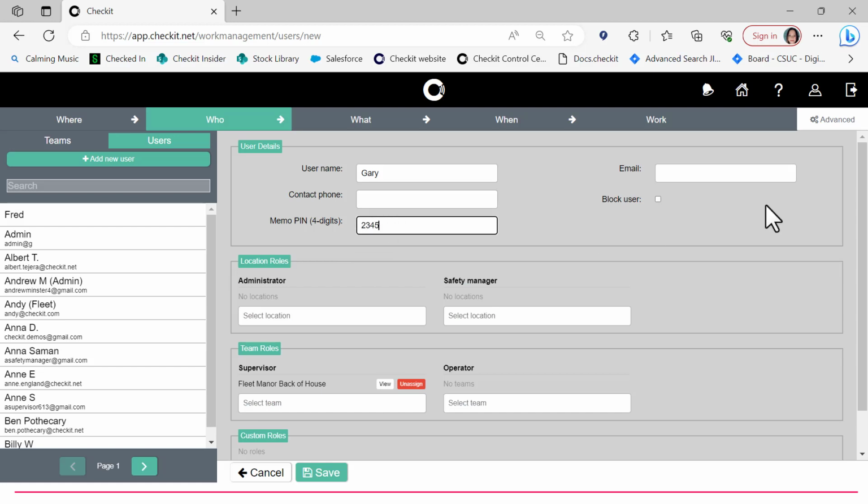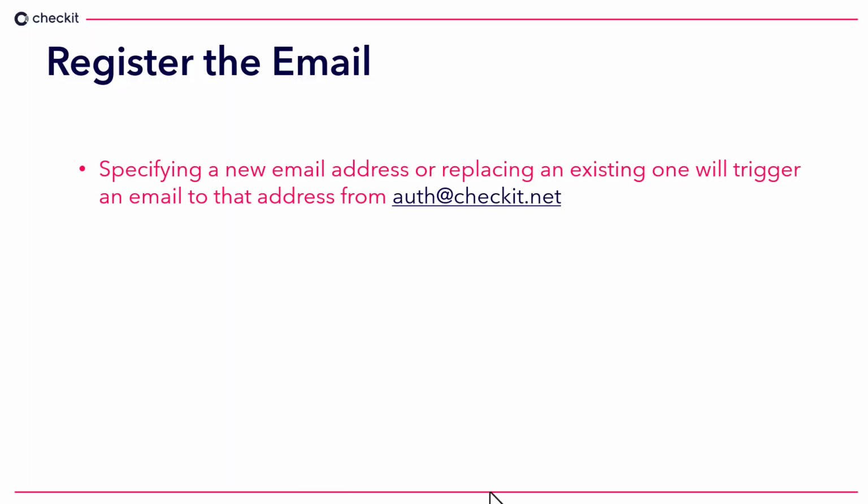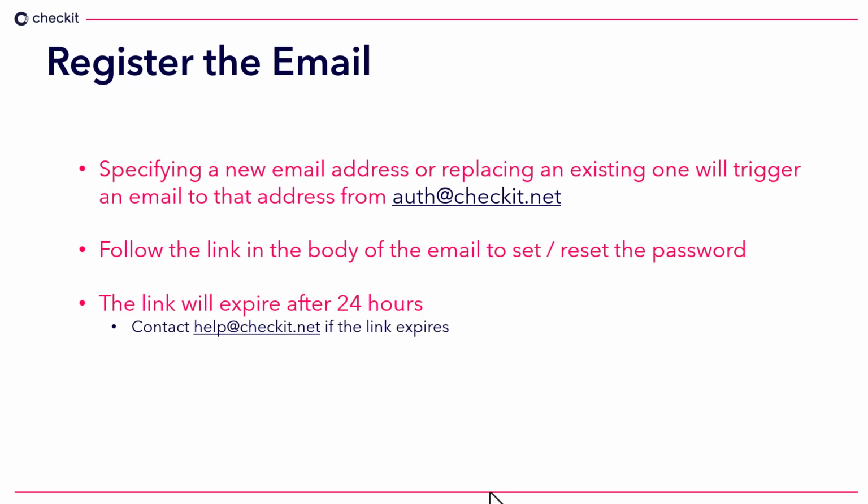And you'll also notice that the email field has become enabled. Supervisors will receive alerts, so that means that we need to enter their email address. And then save. That will now trigger an email from auth@checkit.net. When the email arrives, he will need to click the link in the body of the email to set his password. The link in the email will expire after 24 hours, but if it does expire, just drop a note to help@checkit.net and we will send you reset instructions.